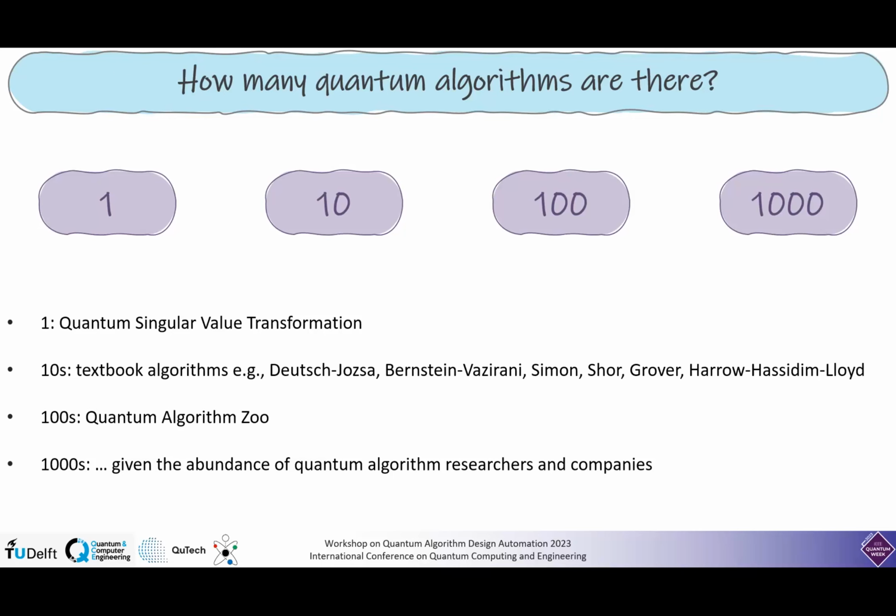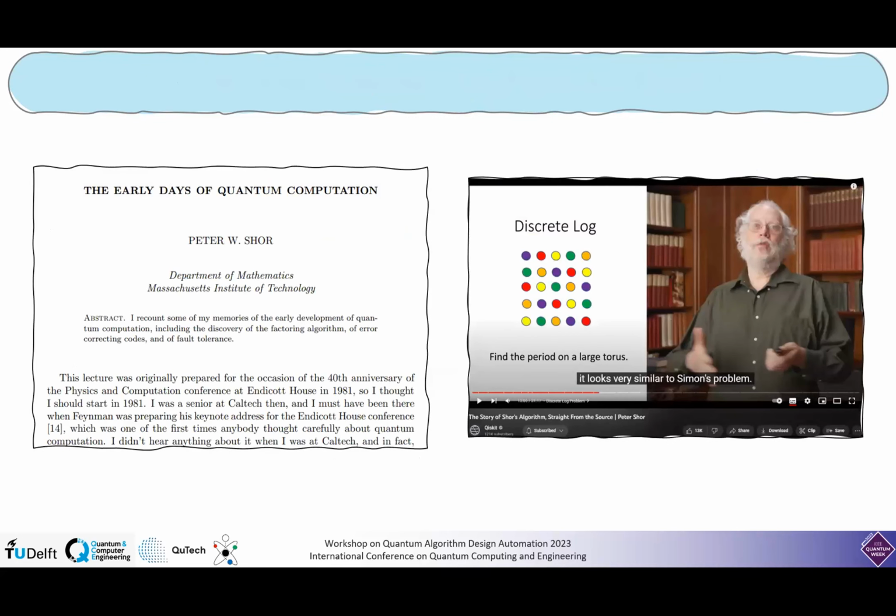So now let's look at what quantum algorithm design looks like, and we are going to look at one of the most famous textbook algorithms. We're going to look at how, let's say, Peter Shor designed his quantum algorithm. Last year, he had this video on the Qiskit YouTube channel where he talks about the design process that went into Shor's algorithm.